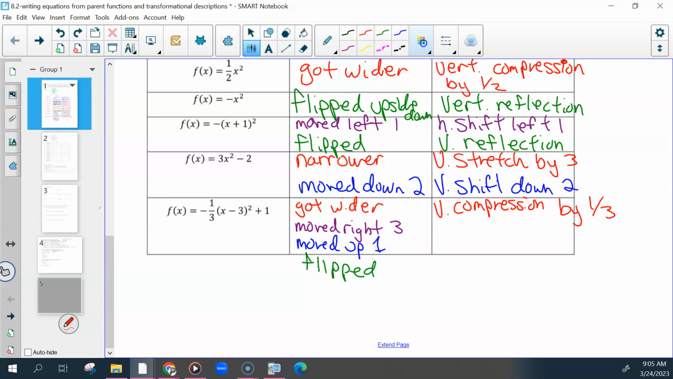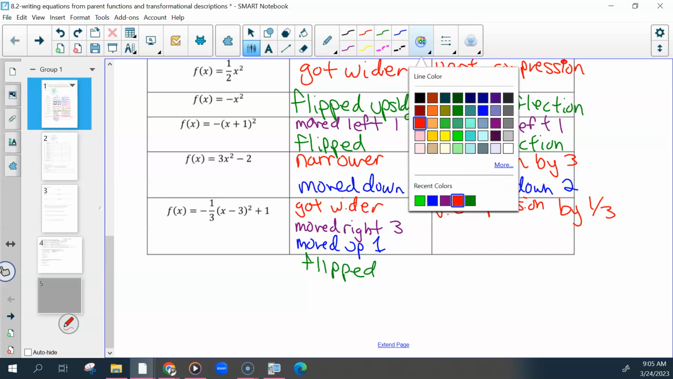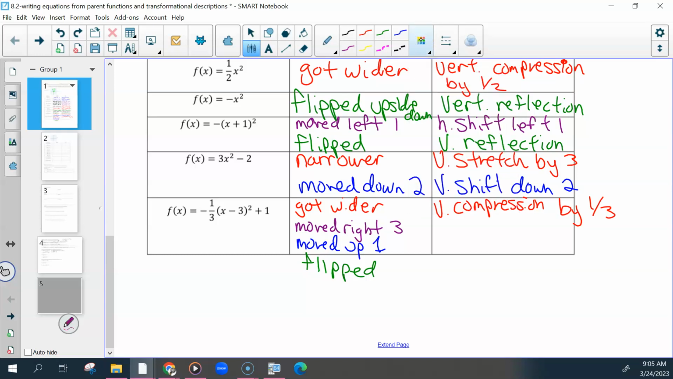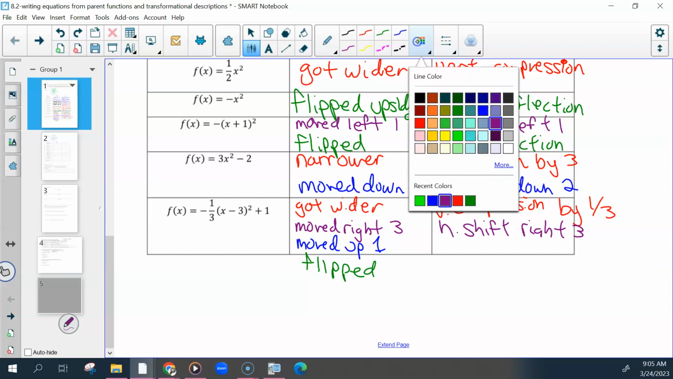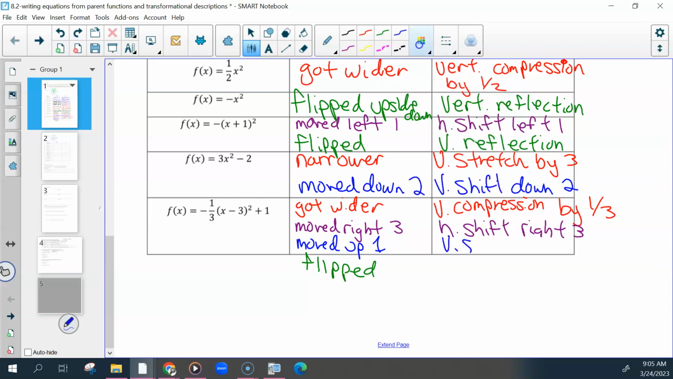Move right 3. What would that rule be? Vertical shift 3? Would that be vertical if it's horizontal? Horizontal shift right 3. Moved up 1. Vertical shift up 1. And then the flipped: vertical reflection.